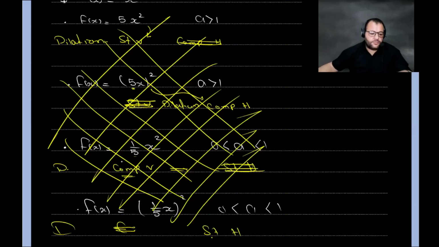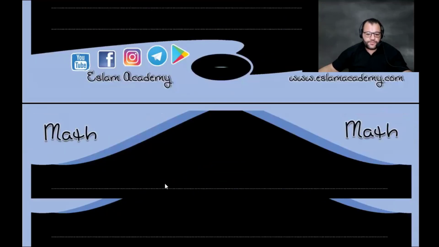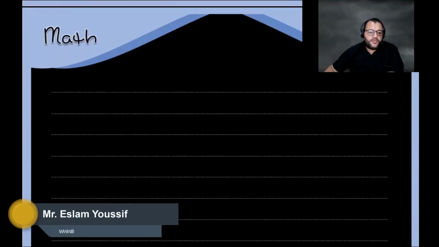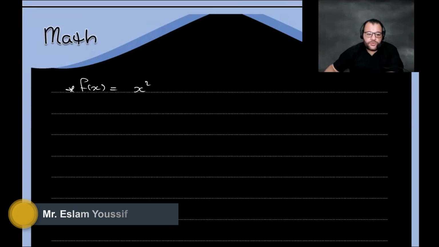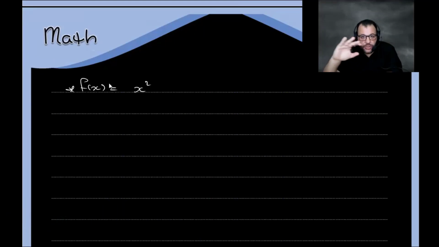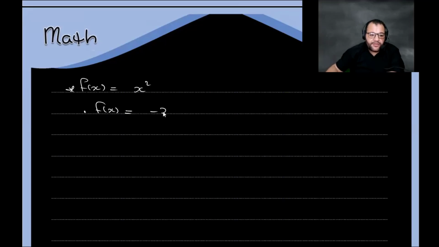No. So, we can go to the next part. Suppose that we have a function now, f of x equals x to the power 2. Now I'm talking about the reflection. Leave now the dilation. When we have reflection, if you multiply the function by negative. So if I say f of x equals negative x to the power 2, what is the meaning of negative x to the power 2? It means we have reflection.